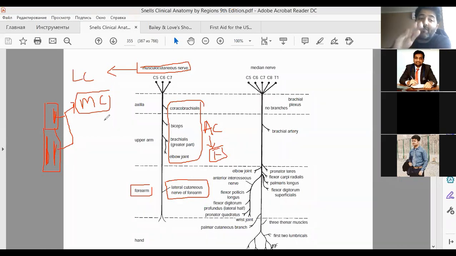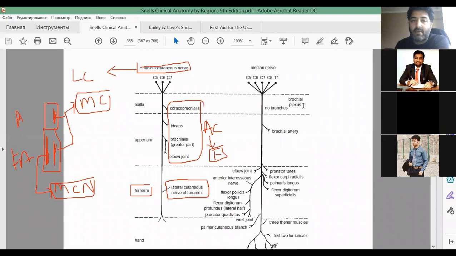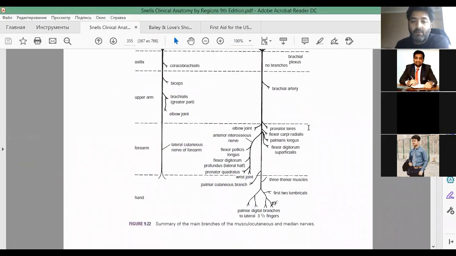The medial cutaneous nerve of the arm and the medial cutaneous nerve of the forearm are cutaneous nerves, meaning skin innervation. But the lateral part of the forearm is innervated by the musculocutaneous nerve. So this is your musculocutaneous nerve. Now the second nerve I want to explain here.